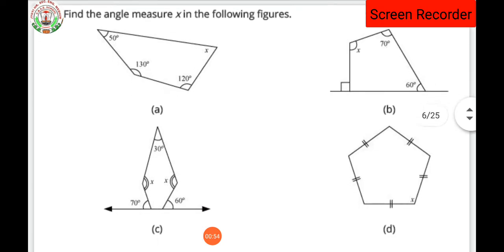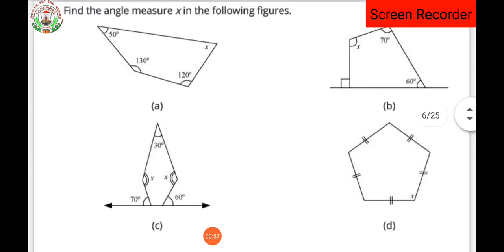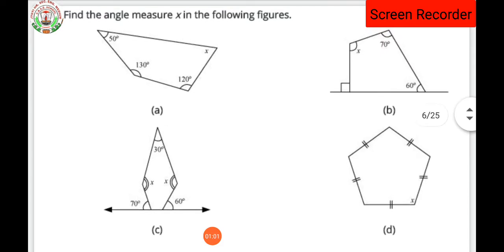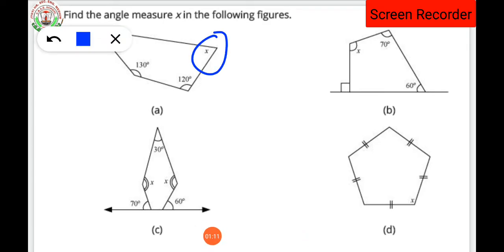So in question number 6, what is said is: find the angle measures in the following figure. How many figures are given? 4 figures are given. Figure A, B, C, D. And in each of the figures, we have to find the value of angle x. Clear? So in all the 4 figures, you have to find the value of angle x.